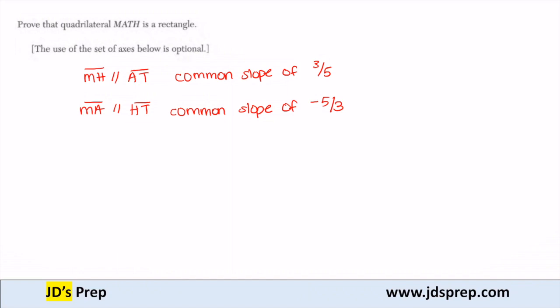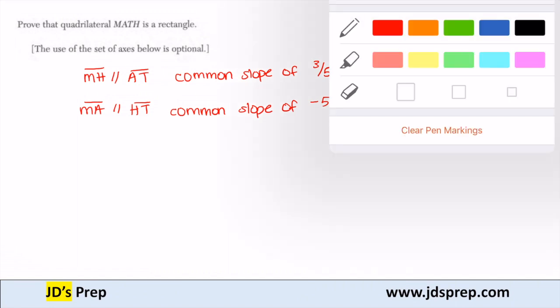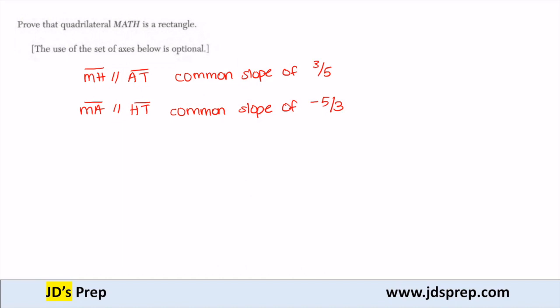So we know that MATH is a parallelogram. What we want to know now is we want to prove that it's a rectangle. So in order to prove that it's a rectangle, we have to show that it's a parallelogram, which we already did, with a right angle. If we look at the slopes that we have here, okay, one is 3 over 5, the other is -5 over 3. These are opposite reciprocals.